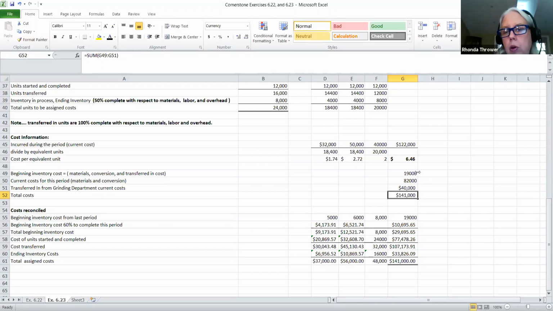So we're just reconciling what we got here. This 19,000 in beginning inventory was made up of 5,000 beginning inventory materials, which was given, 6,000 of conversion for beginning inventory, which was given, and 8,000 were transferred in cost. These three added together are 19,000.